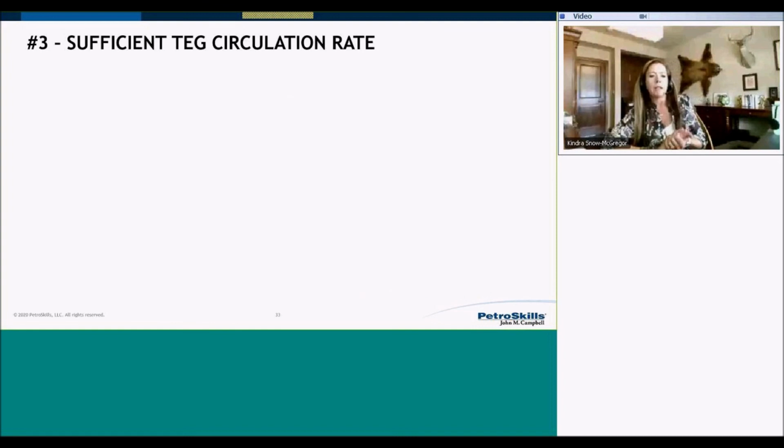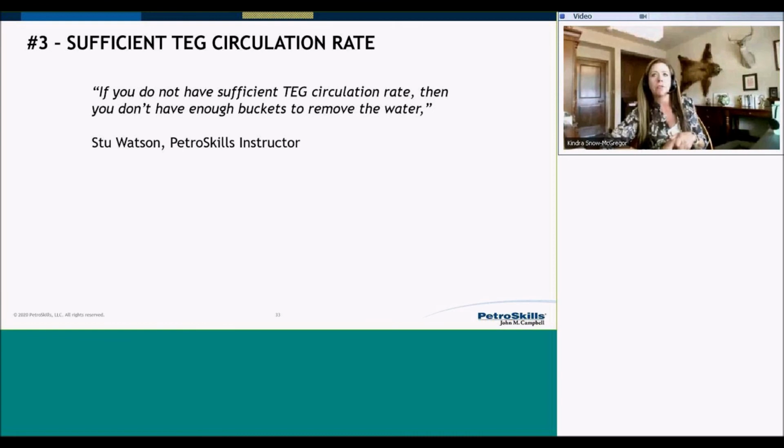So number three, one of the last: I need to be worried about my sufficient TEG circulation rate. Essentially, if you do not have sufficient TEG circulation rate, then you do not have enough buckets to remove the water. I got that from Stu Watson from the operator training course that he teaches for MarkWest, now Marathon Petroleum.